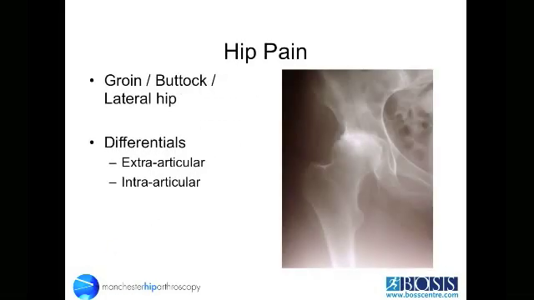Patients present with hip pain in a variety of ways. The most reproducible area is in the groin, but they can also present with pain in the buttock, the lateral hip, down the anterior thigh, or even the front of the knee. And when you see these patients, you must always think in your mind, could the source of their pain be extra-articular or intra-articular?